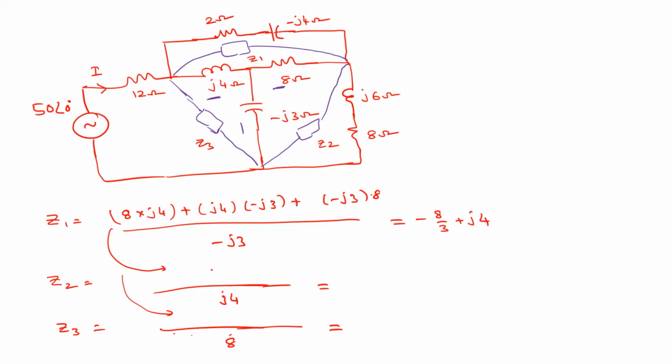What is Z2? 2 minus j3. Sir, what is Z3? Minus 8 by 3 minus j4, sir. First one, minus 8 by 3 minus j4, sir. Both minus. Is it correct? Yes, sir. Minus 8. Which one, plus j4 or minus j4? Plus j4 only, sir.